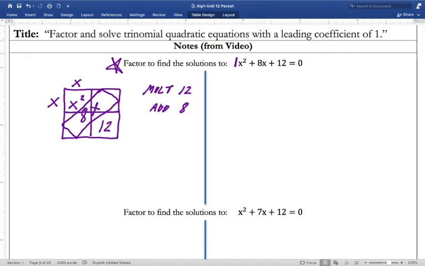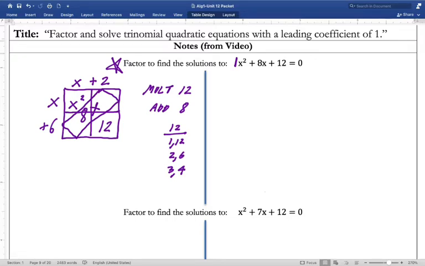So here's what I could do. I'm going to take 12 and list the factors that make 12 together. So 1 times 12, 2 times 6, and 3 times 4. Those are the combinations that multiply to 12. Well, do you notice any one of those three pairs that would add up to 8? I do. 2 and 6. So what if I put plus 2 and plus 6?